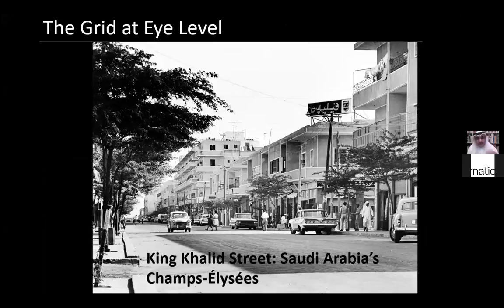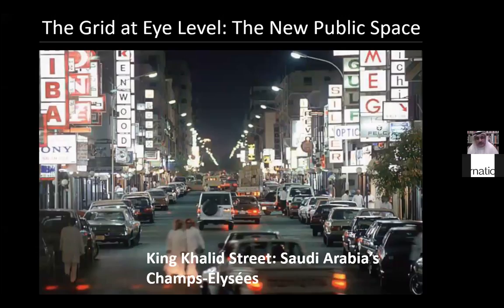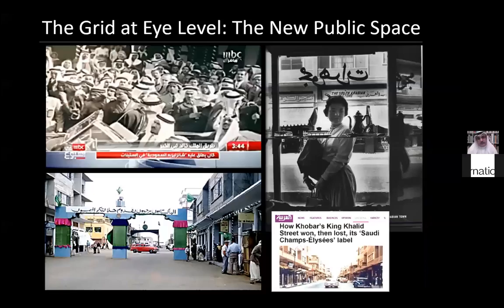And although the grid is uniform, on smaller details, it's not really. King Khalid Street was named the Champs-Élysées of Saudi Arabia. People who would travel from other places in Saudi Arabia to Khobar to visit relatives or to spend vacation would come back with awesome impressions of the city that is lit even by night. King Khalid Street especially became the new public space. Although it is shared by the car with the people, it became the public space of the city.